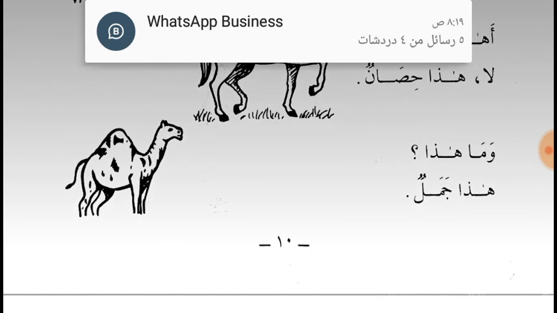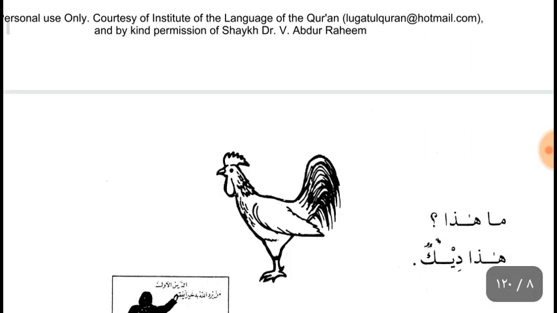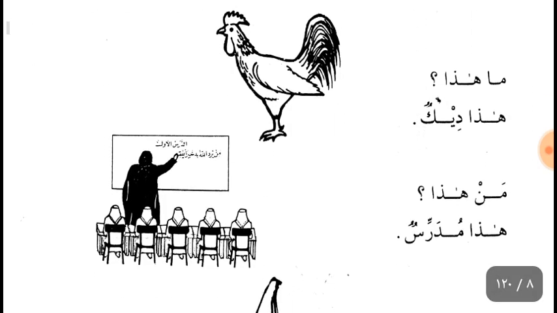And what is this? This is a camel. Okay, proceed to the next page.